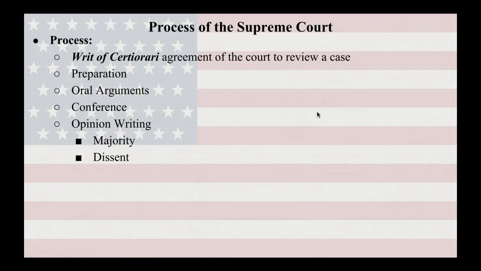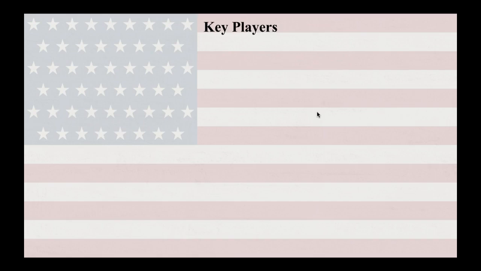Now, this is a long process. It could take a couple of years for this to actually all come to fruition. So it's a very long and arduous process. So some of the key players involved in the process obviously are the justices. Interestingly enough, there is no constitutional qualification for a justice of the Supreme Court or a federal justice. You do not have to be a law school graduate. You do not have to be a former judge. You just have to be trained in the law somehow.